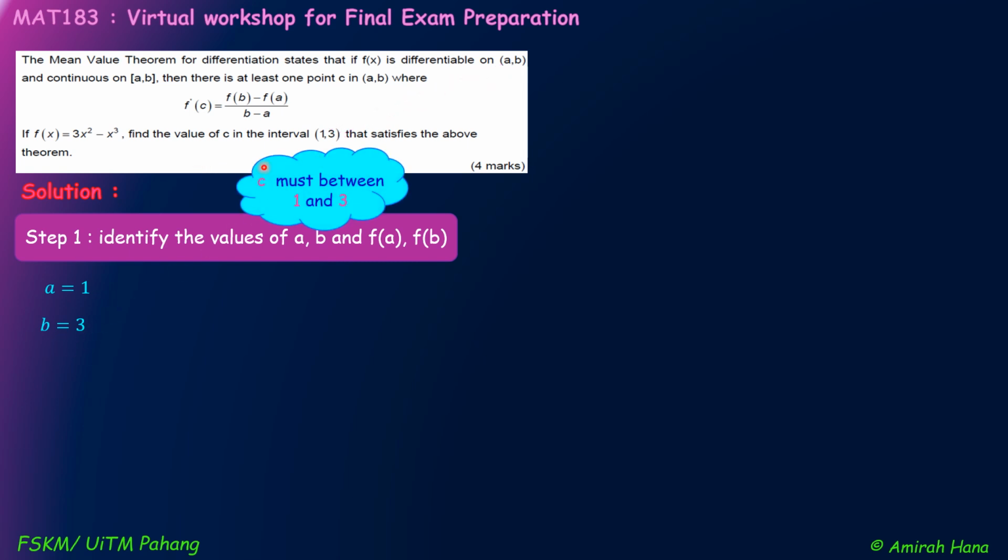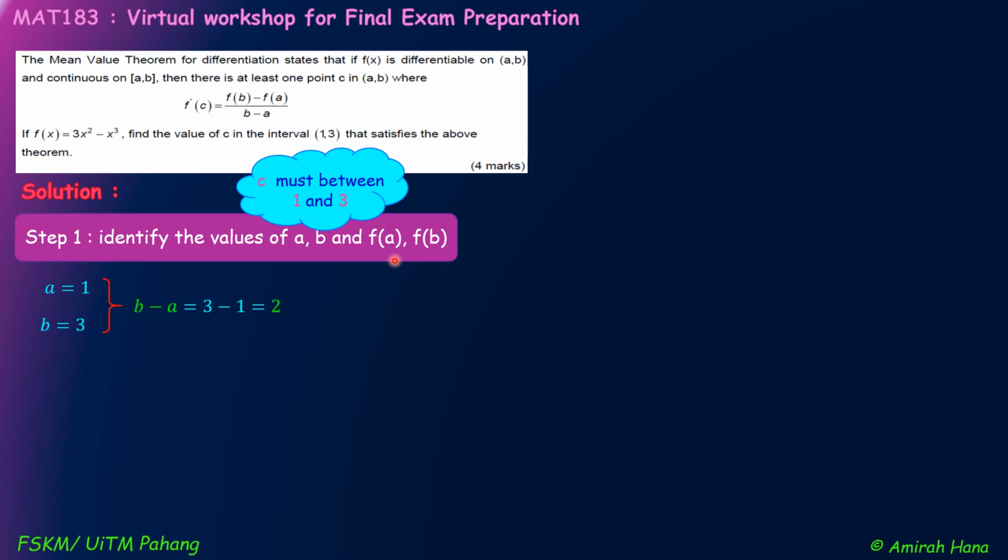To check whether the answer is correct or wrong, c must be between the given interval, means c must be between 1 and 3. If we get c equals, let's say, 2, 2 is between 1 and 3, means the answer is correct. After that, from this formula, we have b minus a, which equals 3 minus 1 equals 2.